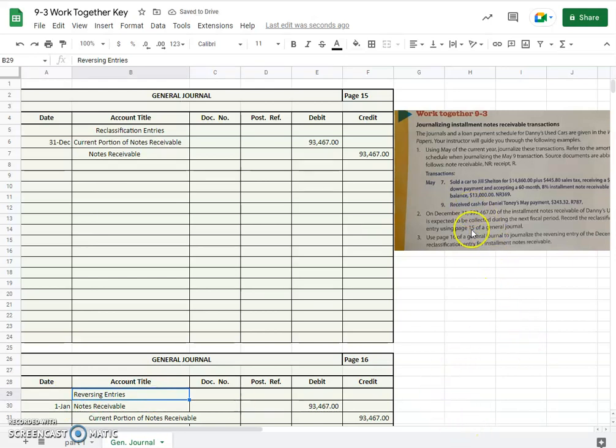So we journalized our installment notes receivable transactions, and that is it for Work Together 9-3. I will let you do the rest on your own.